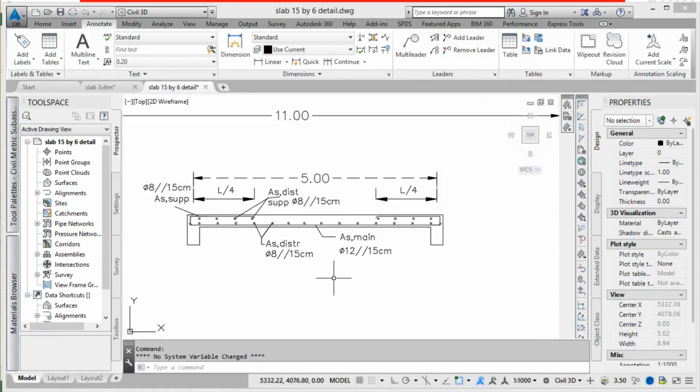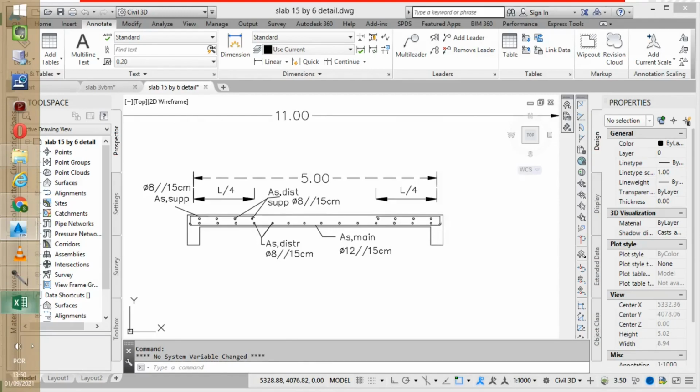And we can look here at the detailing. Main reinforcement, diameter of 12, spaced by 15. Distribution of the main reinforcement, diameter of 8, spaced by 15. For the super, diameter of 8, spaced by 15. For the distribution of the super, diameter of 8, spaced by 15. We have very harmonious reinforcement here.